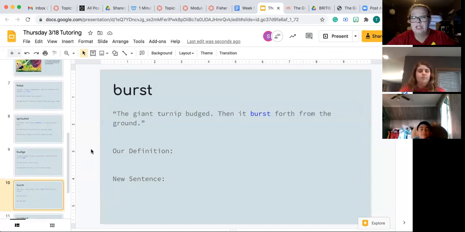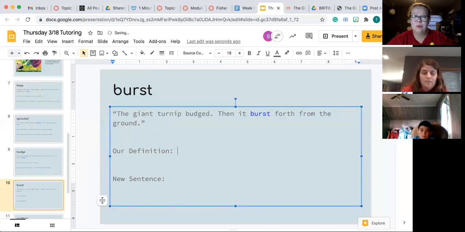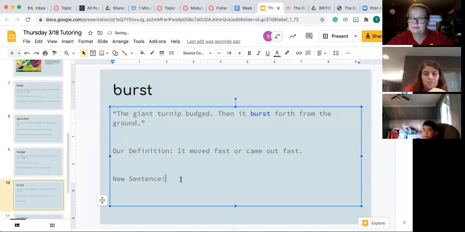Our next word is burst. The giant turnip budged, then it burst forth from the ground. So looking at the sentence and what we remember from the story, what might burst mean? Like it flew. Yeah, like it moved out very fast or slow? Fast. You could say came out. It came out fast. Yeah.